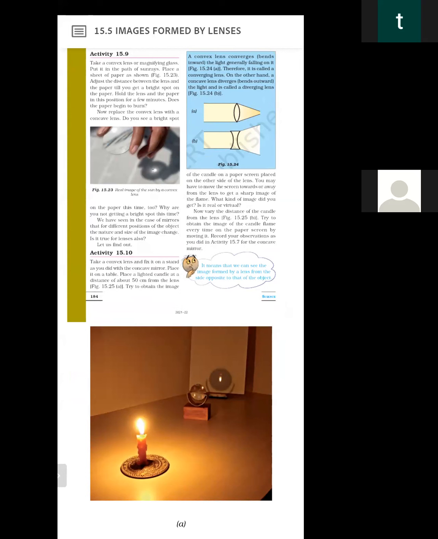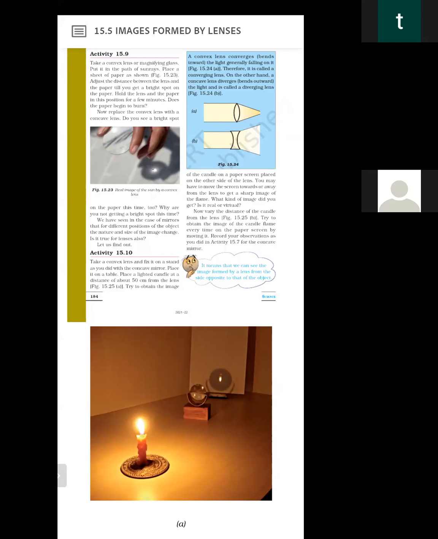And students, always remember, an inverted image is a real image, and real images are inverted images. Those images which can be obtained on a screen are known as real images. So we can say that the image formed by a convex lens is real and inverted.